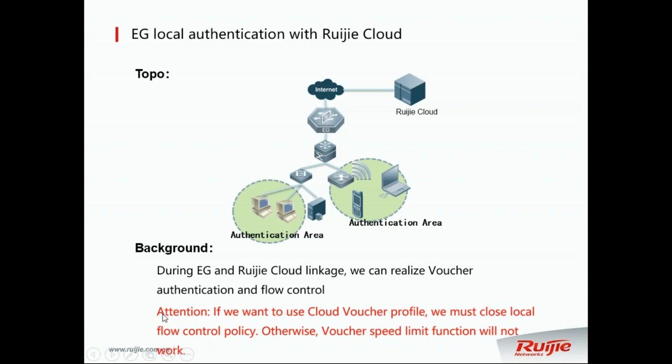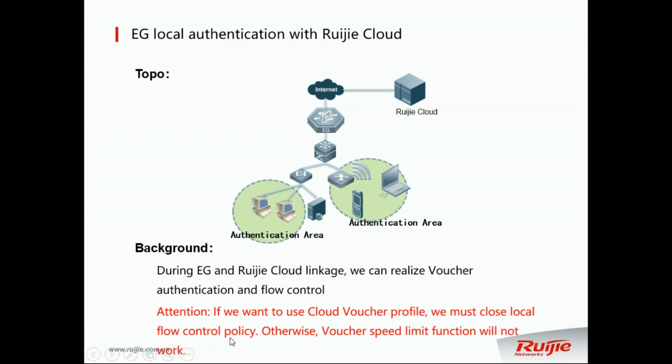Okay, and here is also an attention. If we want to use the cloud virtual profile, we must choose a local flow control policy. This means that when you use the cloud, you use the virtual speed limit. It will work, but it will be downloaded to the EG device. And then if you configure the EG local flow control policy again, what happens? Of course, you have two policies for the same users, so there will be some mistakes.